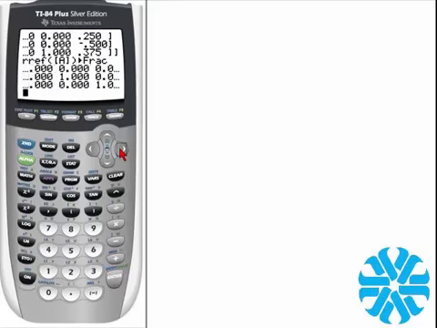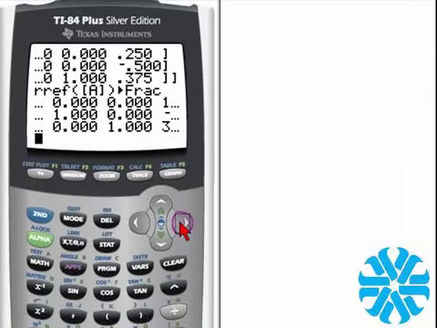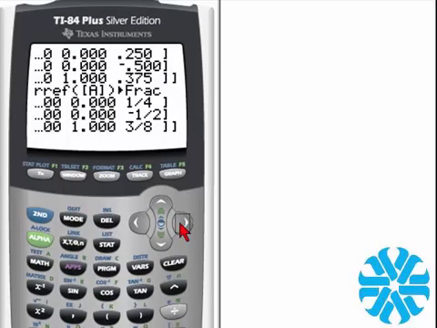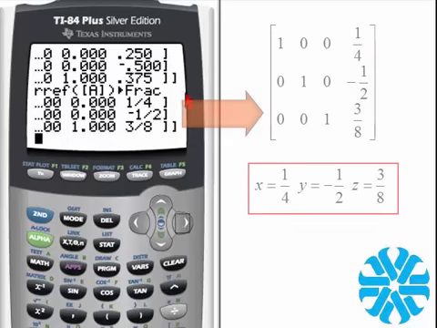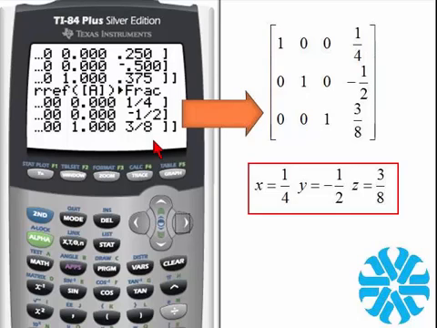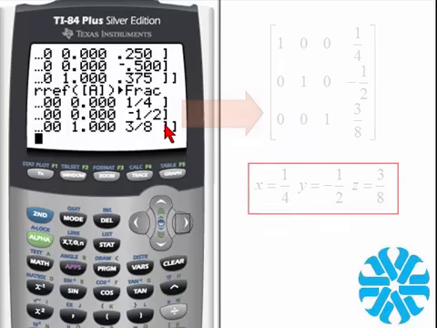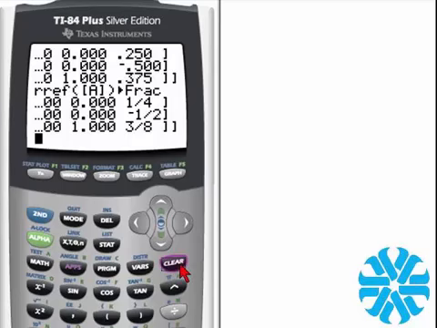Okay, so let's go ahead and look at the conversions, and here we have them. So the 0.25 is now 1/4, the negative 0.5 is negative 1/2, and the 0.375 is 3/8. I would highly recommend entering your answers in fractional form. So the final solution then is x is equal to 1/4, y is equal to negative 1/2, and z is equal to 3/8. Alright, let's clear the screen.